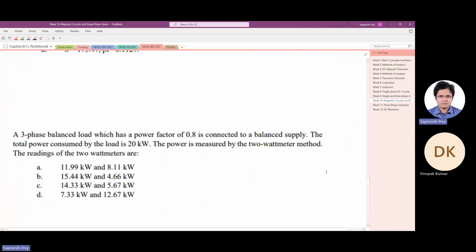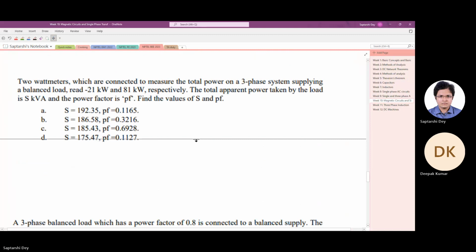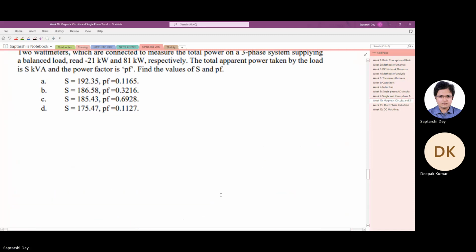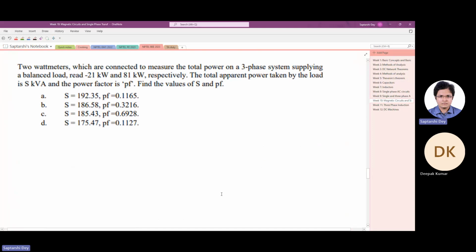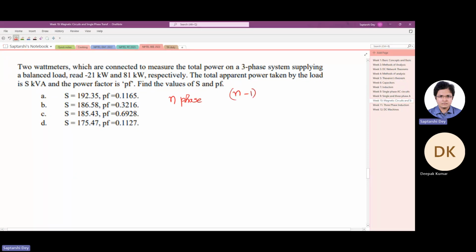Now what were we left with? 2 wattmeter method. So actually in general, if you have an n phase balanced load, then you will need n minus 1 wattmeters to measure the power. So the question is 2 wattmeters which are connected.